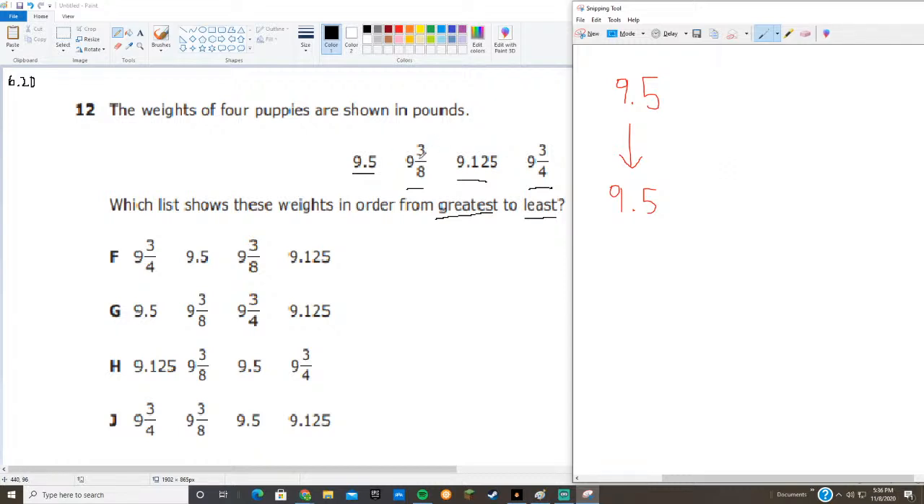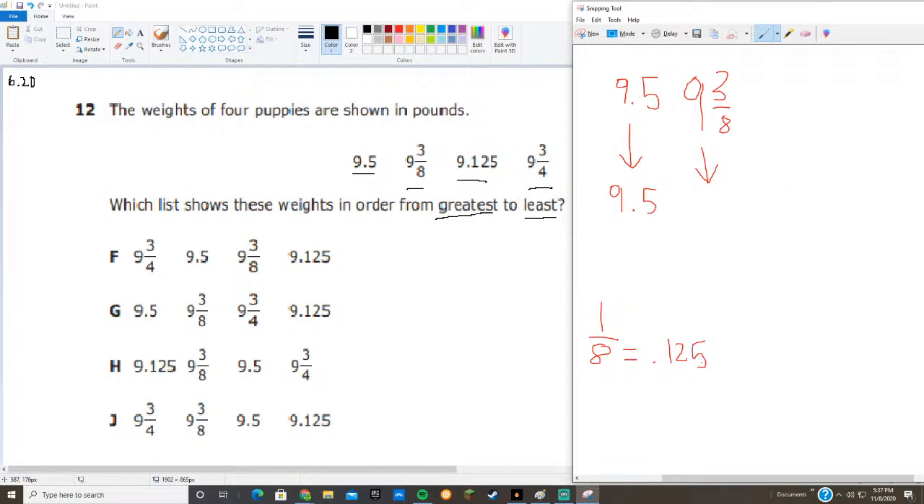Next up on the list is 9 3/8. Now the thing with fractions is it's mostly about just knowing it. It's just knowing what 1/4 is, what 1/6 is, what 1/8 is, etc. When it comes to eighths, every 1/8 is equal to 0.125.